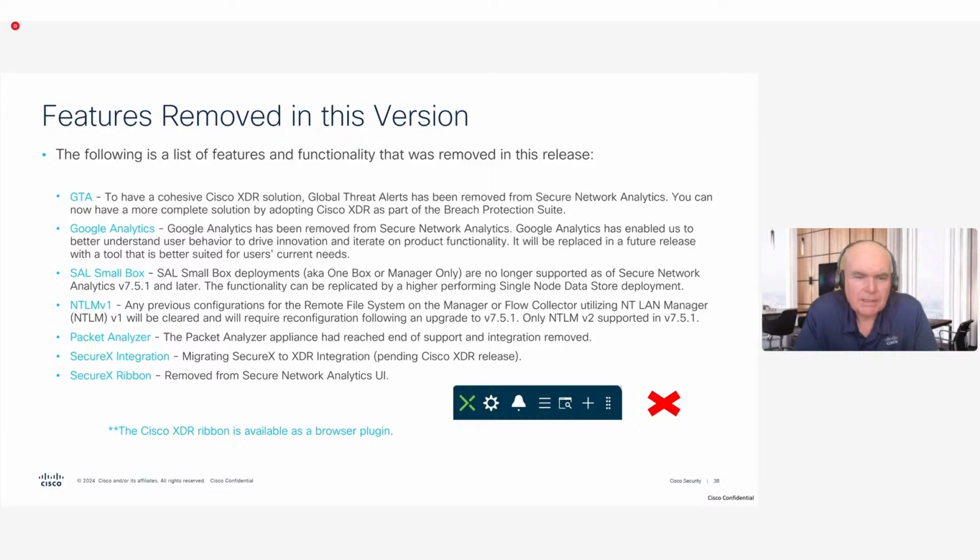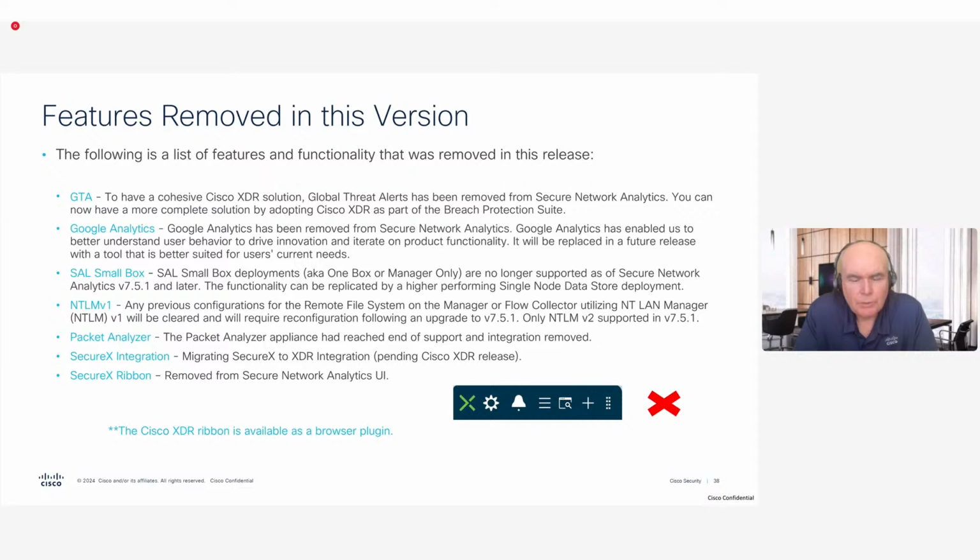Also, anything relating to SecureX, for example the integration ribbons, has been removed in 751. 750 still has references to those. In 751, they're no longer there. There's also something called a packet analyzer, which, to be honest, no one really used for a long, long time. They've removed that functionality as well, which helps with the code.